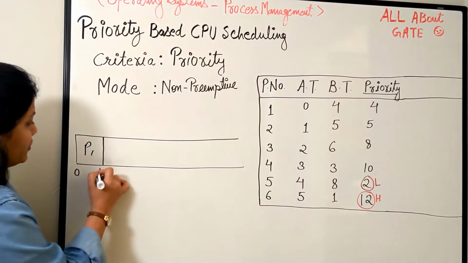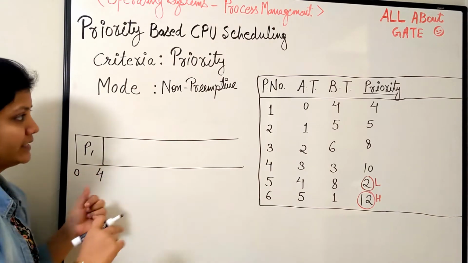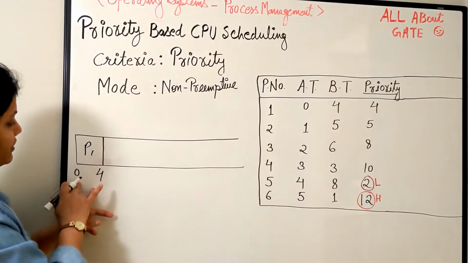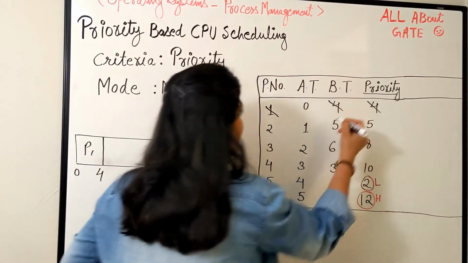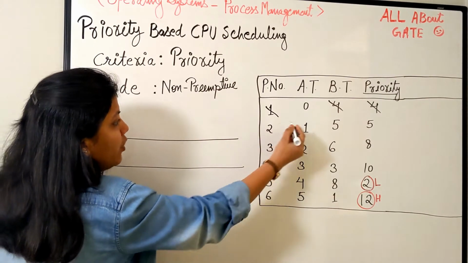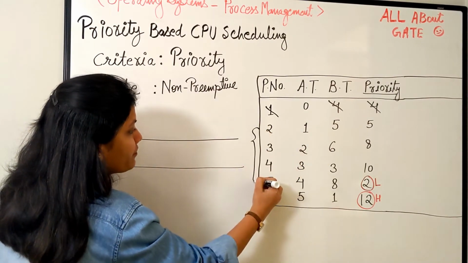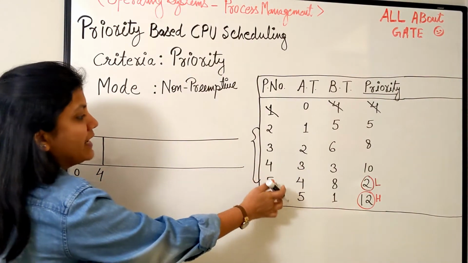So we just have one process, no matter what its priority is, it is the only one. P1 gets scheduled, and because it is non-preemptive, once scheduled it will run for the full length. It needs burst time 4, so 0 to 4. Now this gets finished. By time 4, we have all these processes in the system, P2, P3, P4 and P5.